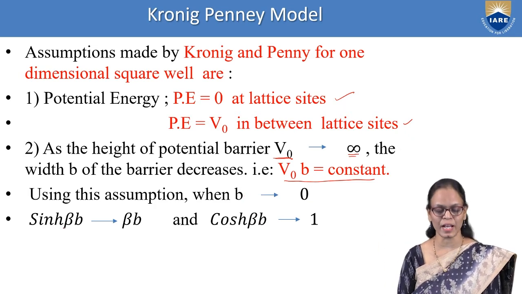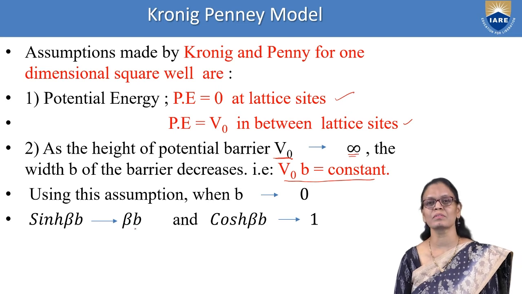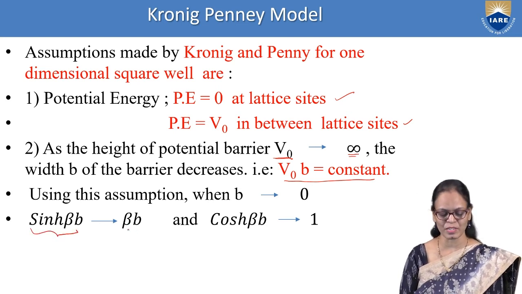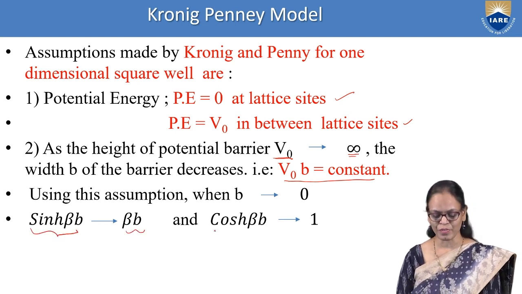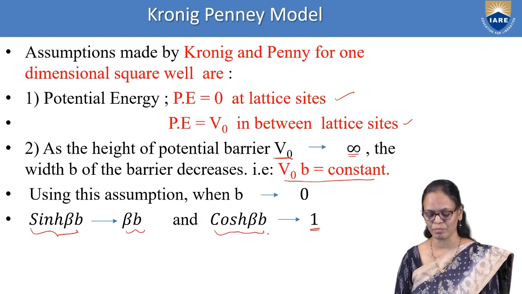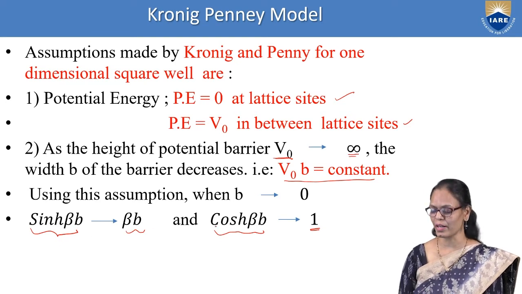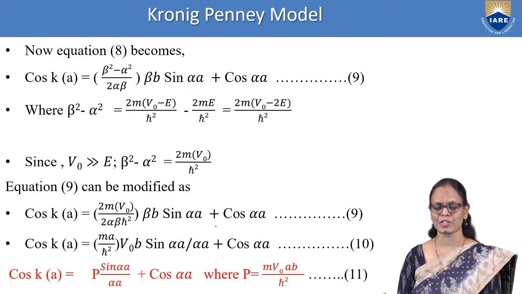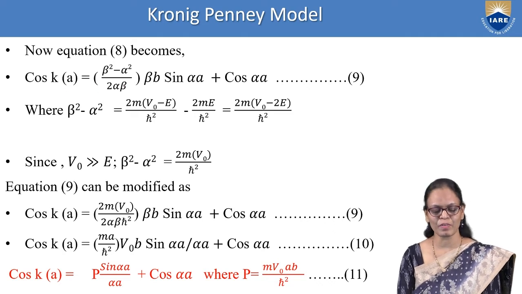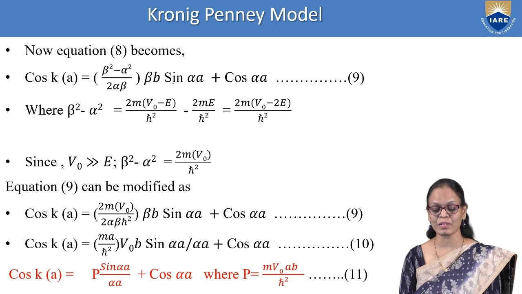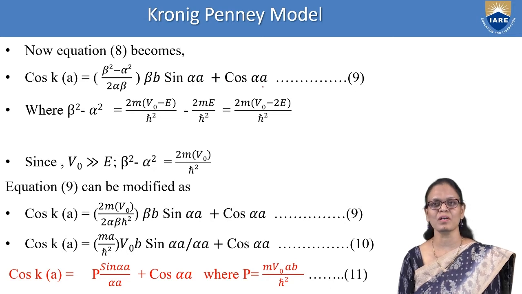So we have sinh beta b equal to beta b. We will simply write beta b for this, and for cosh beta b, we will write 1. You all know about the cos functions, how we take them. So we will be substituting them, and now coming to the expression, cos ka will now be equal to (beta square minus alpha square) by 2 alpha beta b into sin alpha a plus cos alpha a, after putting the conditions.